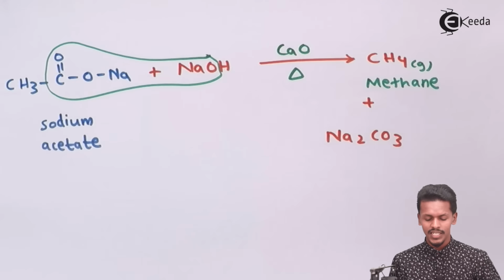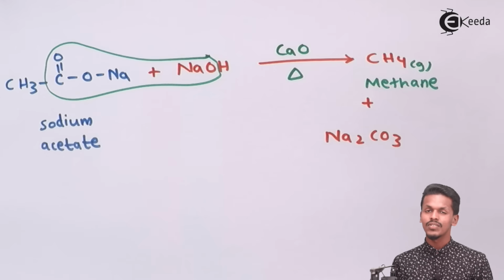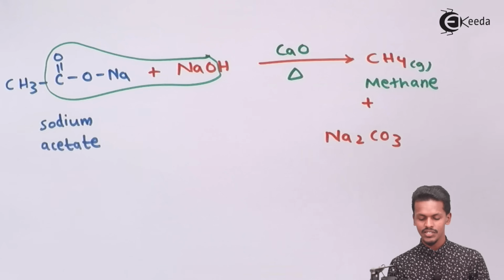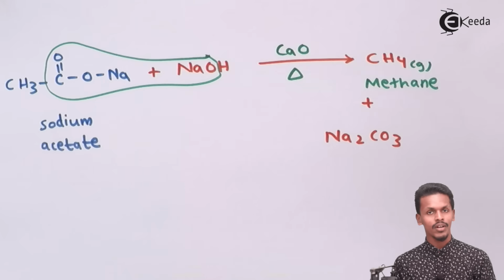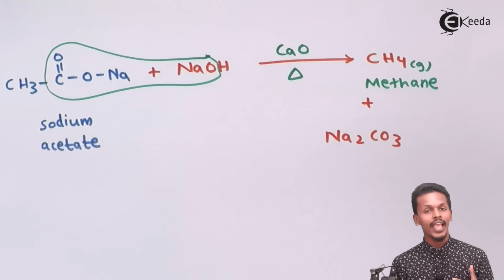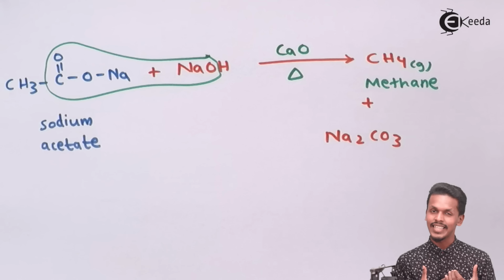And here, as you could see, the total number of carbon atoms in this case was 2, but now it is 1. That is the reason it is named decarboxylation. So this was an example where we converted sodium acetate to methane, an alkane. We have another example also, so let us see what we could get.